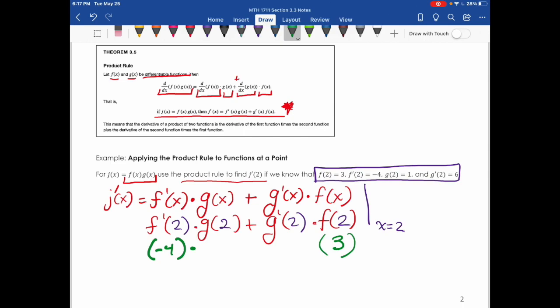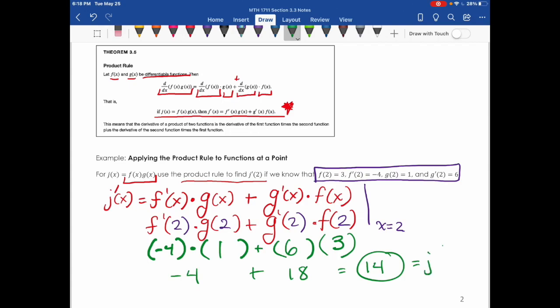We're given that the derivative of f at 2 is -4, so that's going to go here. We're given that g of 2 is equal to 1, so that's going to go here. And then we're given that g prime of 2 is 6, so that's going to go here. And so when we multiply this together, we're going to get -4 plus 18, which is going to give us a final answer of 14.